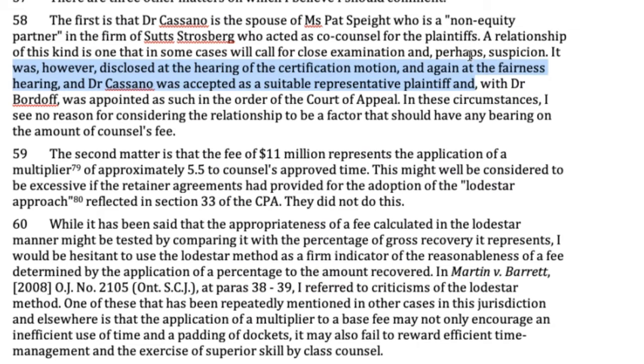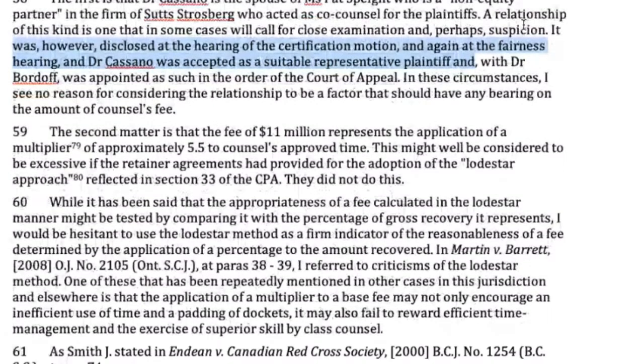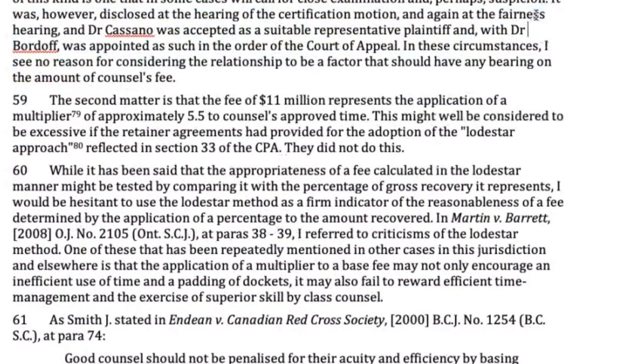It doesn't actually satisfy me. I don't think anyone should be in a position to represent a class as representative plaintiff when they have such an overt conflict of interest. But anyway, the court says it's okay, and we're off to the races.